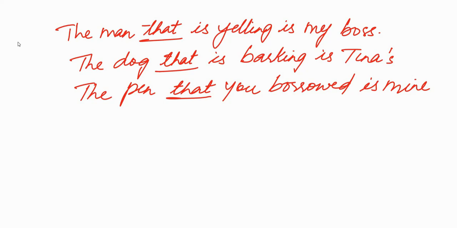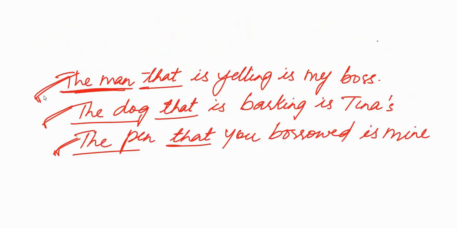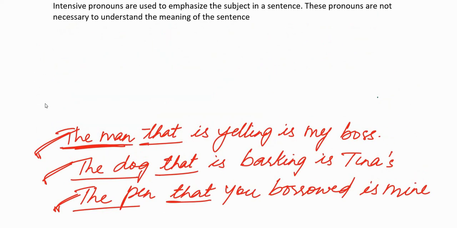The man that is yelling is my boss. Here the man is a person. And in the second example, the dog that is barking is Tina's. Now the dog here is an animal. The pen that you borrowed is mine. Pen is a thing or object. So we have seen that the relative pronoun that can be used with a person, animal and object. Hope you have understood when to use the relative pronoun that. Let us look at other relative pronouns.